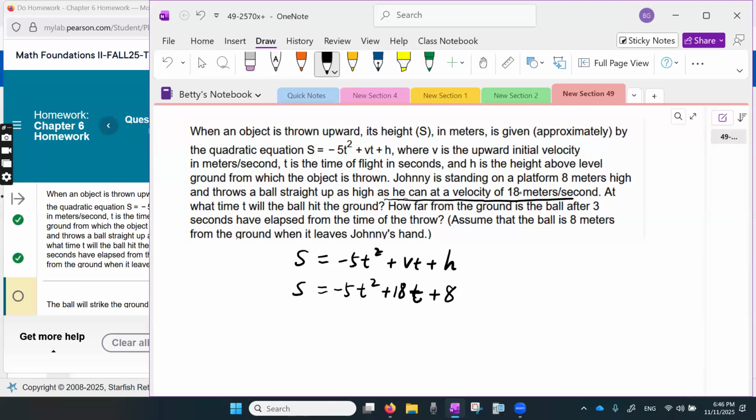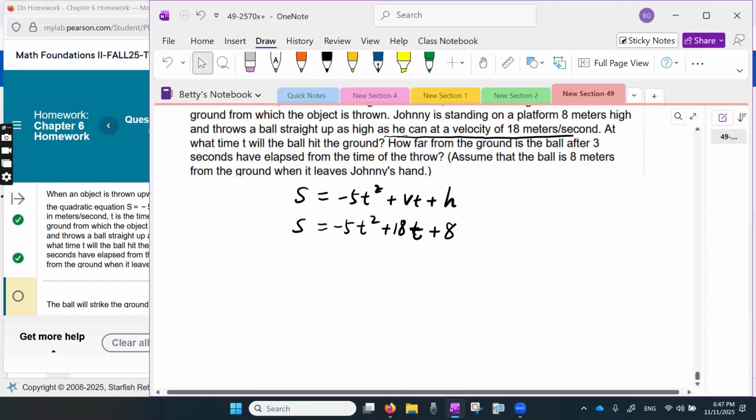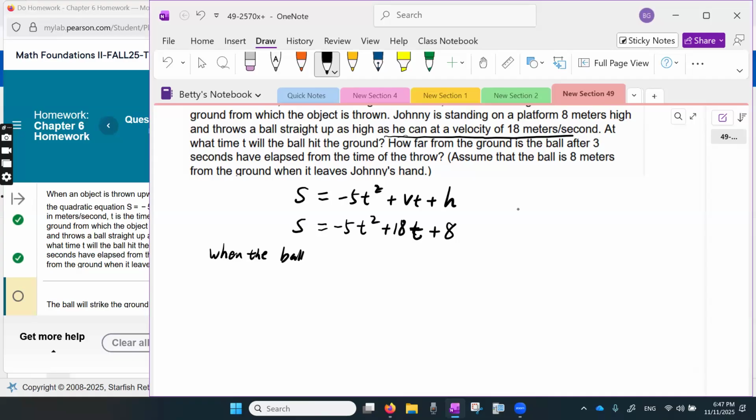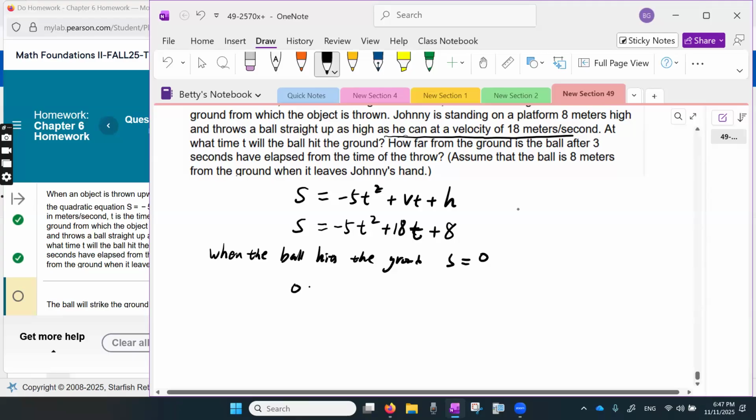And we need to look for the time, which is t, such that the ball hits the ground. When the ball hits the ground, the height of the ball is 0, right? You need to also be able to see that. So we're going to plug in s equals 0. Then we have 0 equals negative 5t squared plus 18t plus 8.